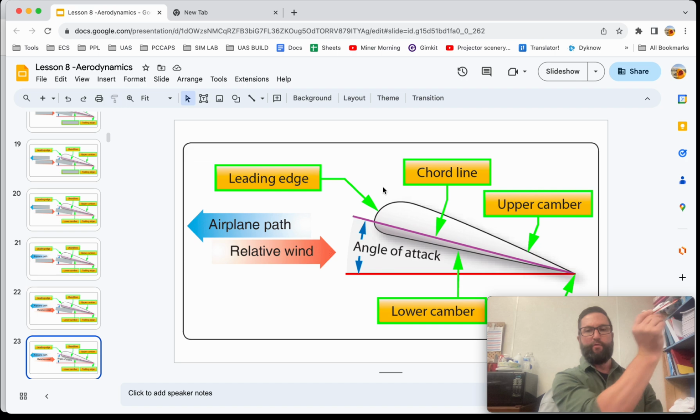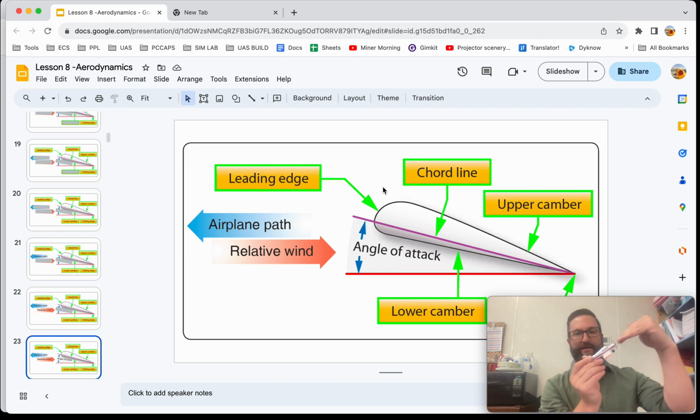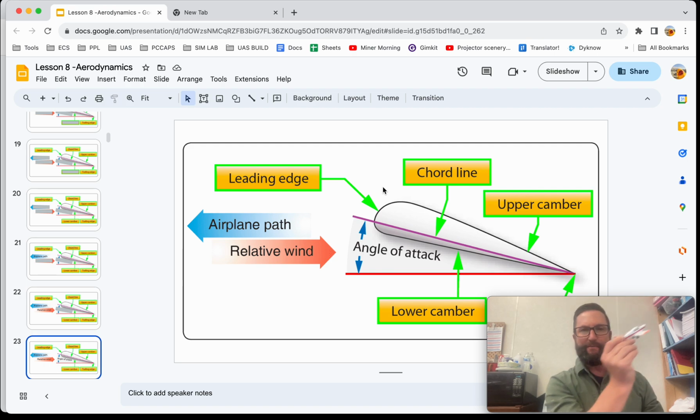Now, if it's going upwards like that, then its flight path is that direction, and the relative wind is coming at it like this. So you always have to know where the airplane's flight path is in order to understand where the relative wind is coming from.